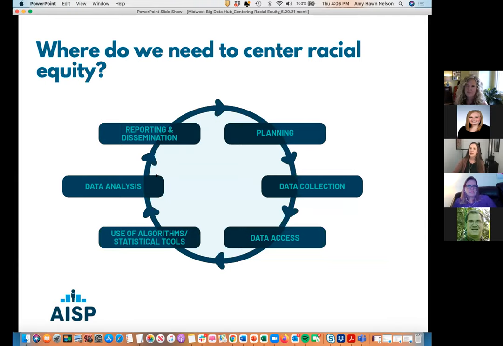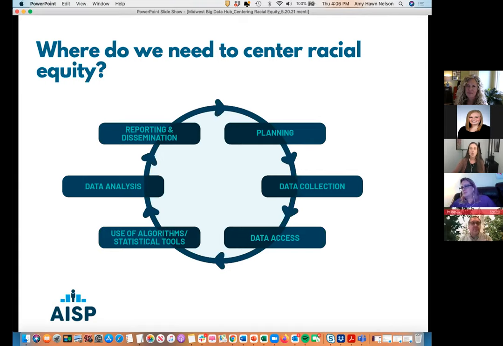All right, so the next part of this is, where do we need to center racial equity? This is the data life cycle. This will not be a new graphic for anyone on this call. Hopefully, I'm assuming it is not new to anyone. So this is the data life cycle, and there are lots of different ways to portray it. This is just one. It was a simplistic one and one that worked for our purposes.